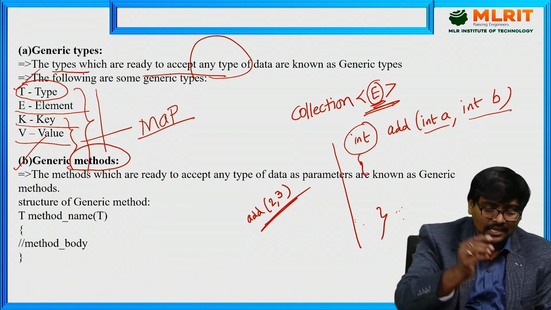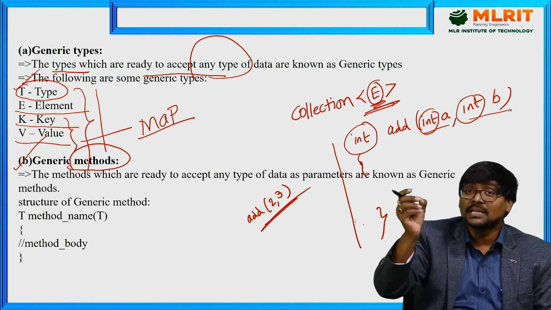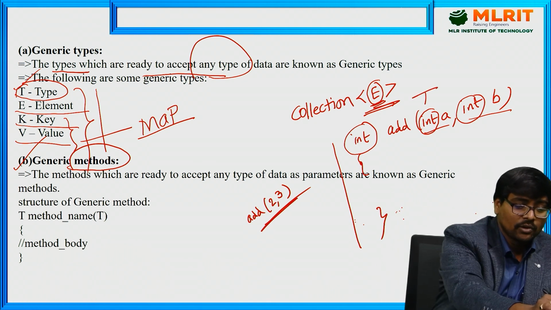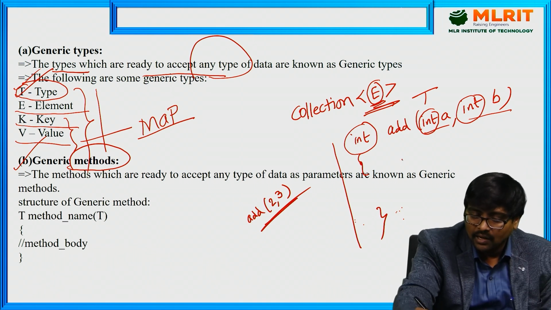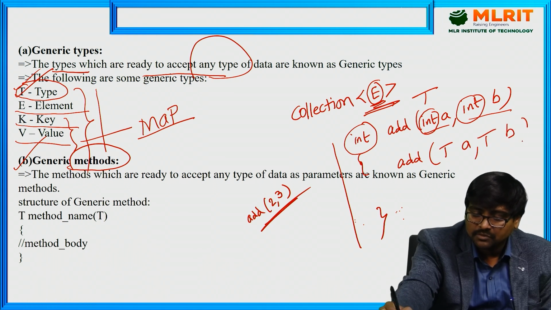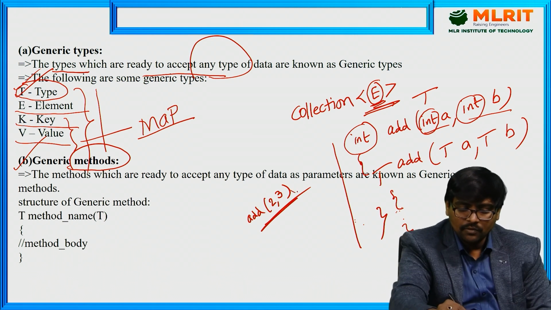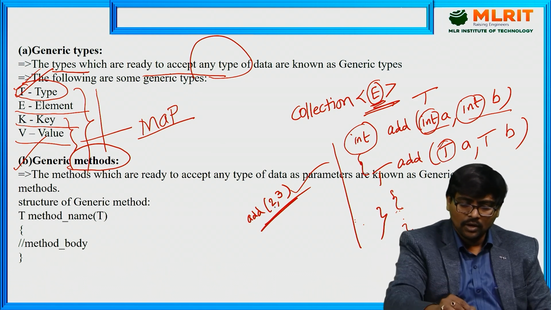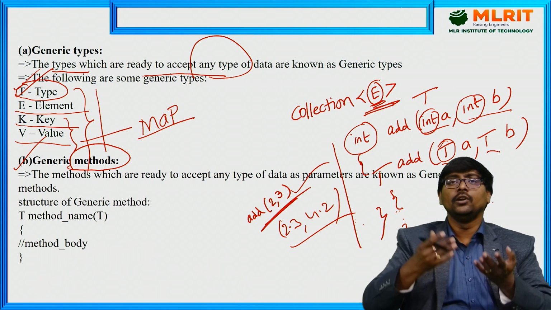Here, what is the syntax? Instead of specifying the exact, specific data type, use a generic data type, T. Suppose add(T a, T b). The return type is also T. Now, you call the method with 2, 3. Automatically, T is converted into integer. If you call the method with 2.3, 4.2, T is converted into float.